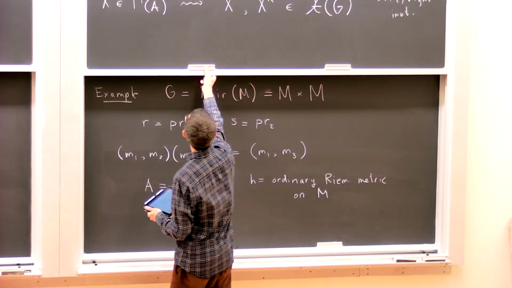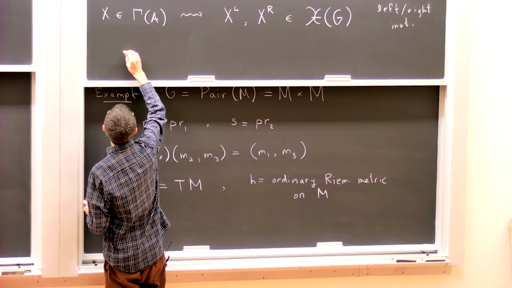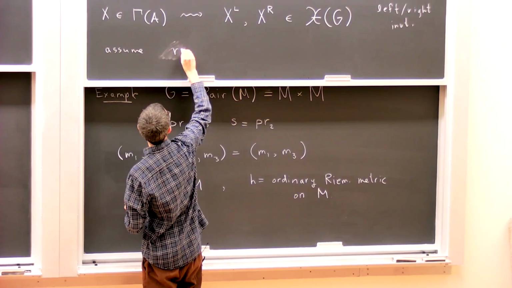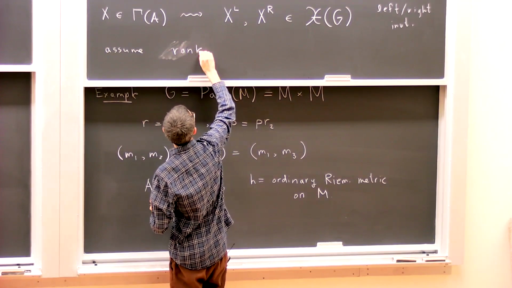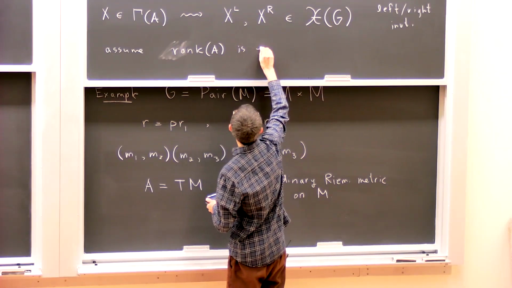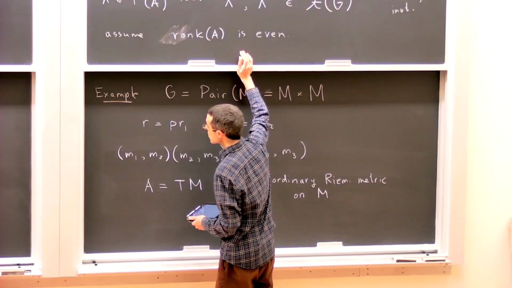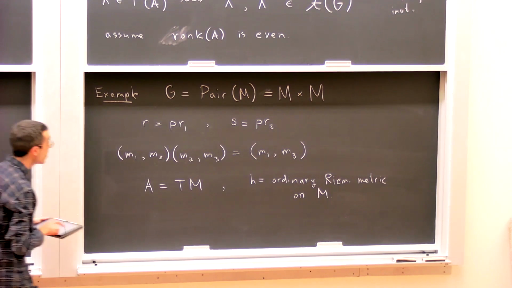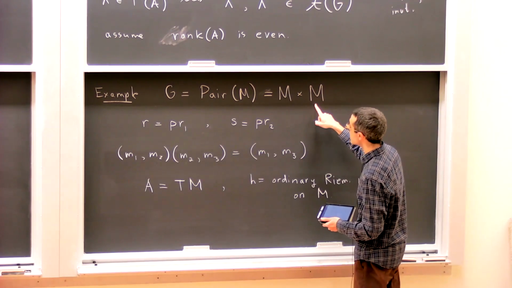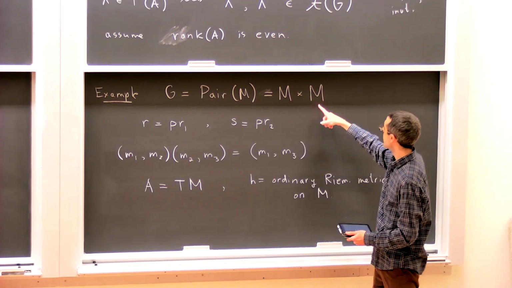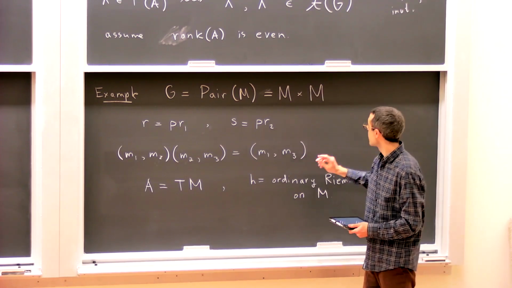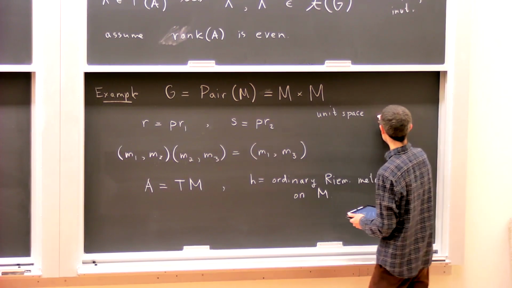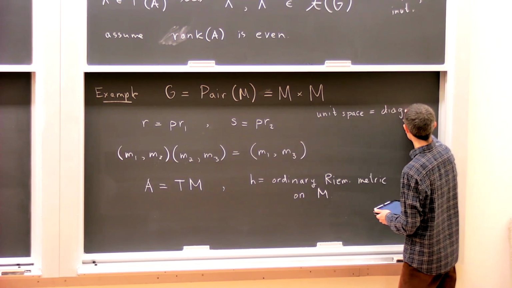And actually, I meant to put in one more assumption up here. I'm going to assume throughout that the rank of A is even. Maybe the last thing I should have said here is, what is the unit space in this example? Of course, it's just the diagonal inside M cross M. So the unit space in this example is just the diagonal embedding of M.